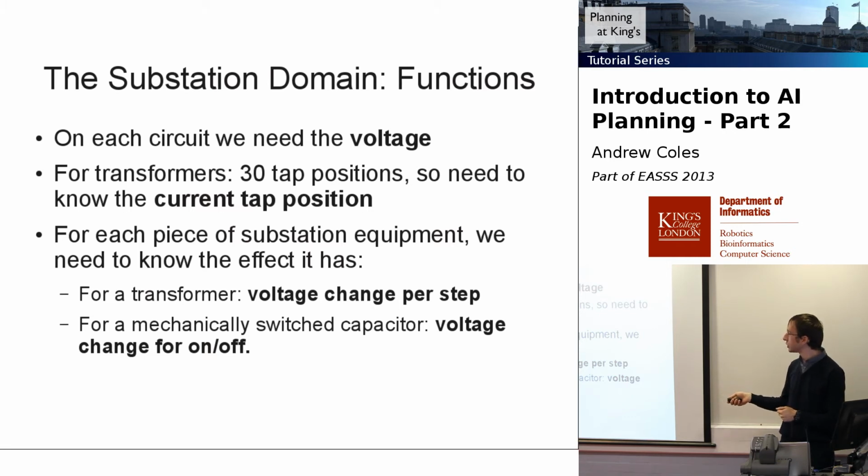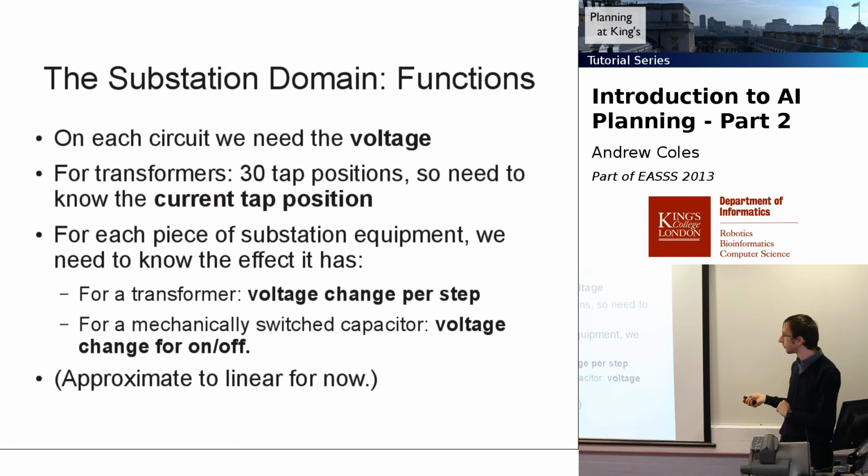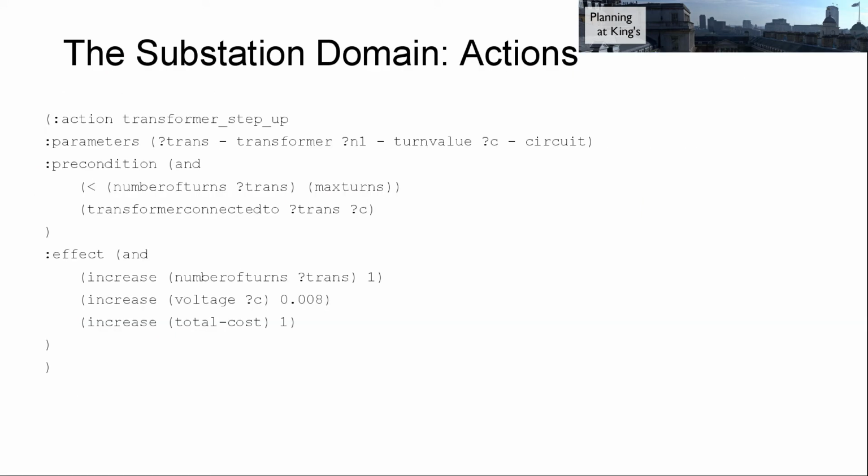And for a mechanically switched capacitor, what is the voltage change when we switch it from being on, so being connected to the circuit, and being disconnected from the circuit. And I'll approximate it to linear for now, because as I've mentioned, we need to assume that we have linear effects on actions. So here's what the action would look like for stepping up the transformer. You might have guessed what some of this would look like by now. So here's the precondition I mentioned.